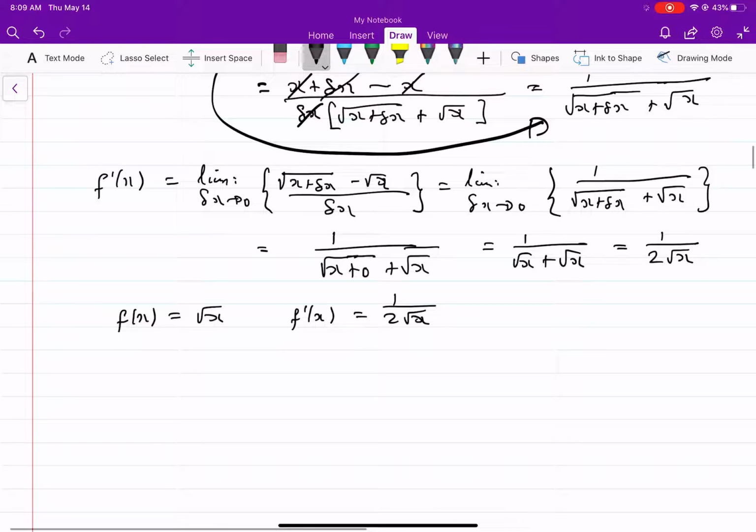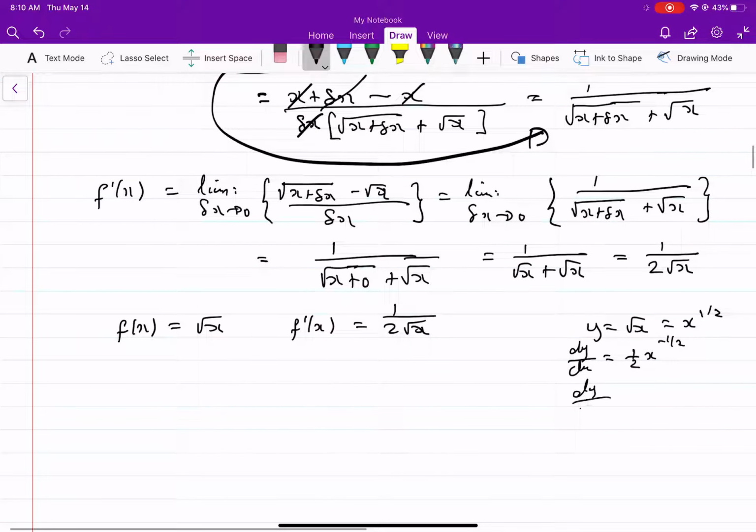We can even check it against our regular derivatives, right? Y is equal to root x, which is x to the half. So it's in the form ax to the n. dy dx is equal to a half x to the power half minus 1, which is minus a half. If you throw the x to the minus a half into the denominator to join the 2, that becomes 1 upon 2x to the half, or 1 upon 2 root x. So, first principles method got us there.